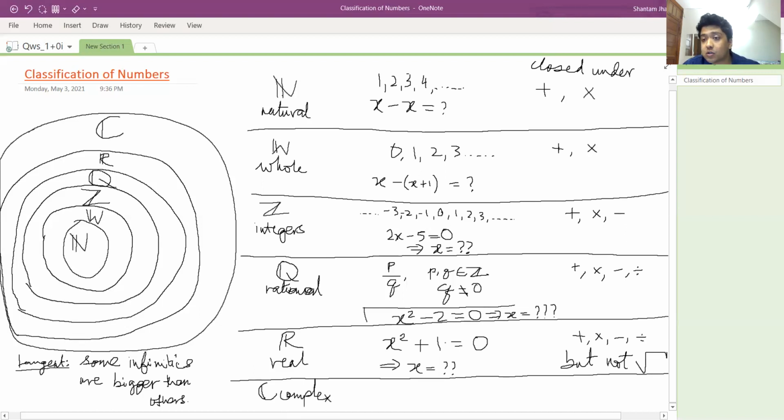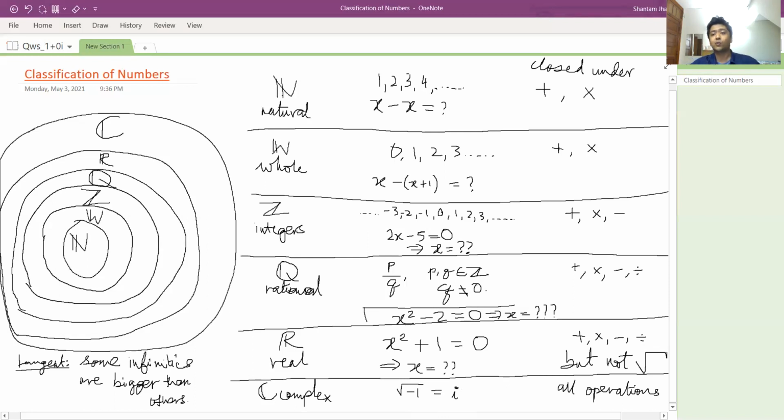Complex numbers can satisfy this equation as well, or in other words, they are closed under all these operations as well as the square root. But there's a nice theorem that says the set of complex numbers is closed under all operations. All right, how cool is that? And how they define this is by defining the square root of -1. They say the square root of -1 is this number called i.